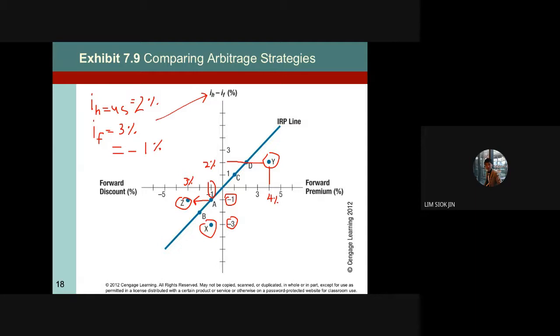if you invest in foreign currency, you will earn 1% extra. But there will be a forward discount that makes you lose 3%. Okay, so you will gain 1% from RF, because you will get higher interest in the foreign market. But in terms of premium or forward rate, you will lose 3%. That is point Z. Okay, so in total, you will lose 2%. So it is not good. All right.